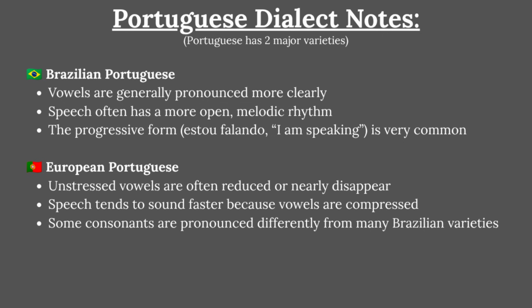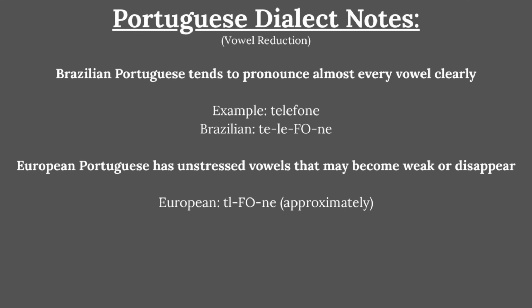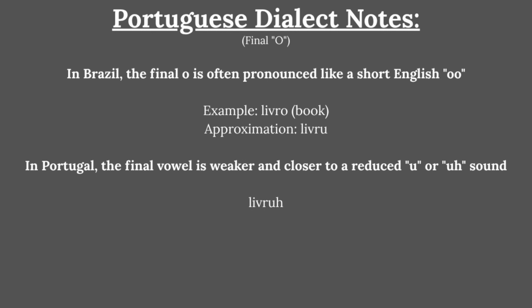Here, we can quickly examine some of these rules, like unstressed vowels. In a word like telefone, the vowels are fairly audible in the Brazilian variation, but Europeans may pronounce the word like telefone. Another rule is the final O in Brazilian Portuguese. The final O in the word livro is pronounced like a short English oo, livro, livro. The European variation has a more reduced sound, livru, livru.